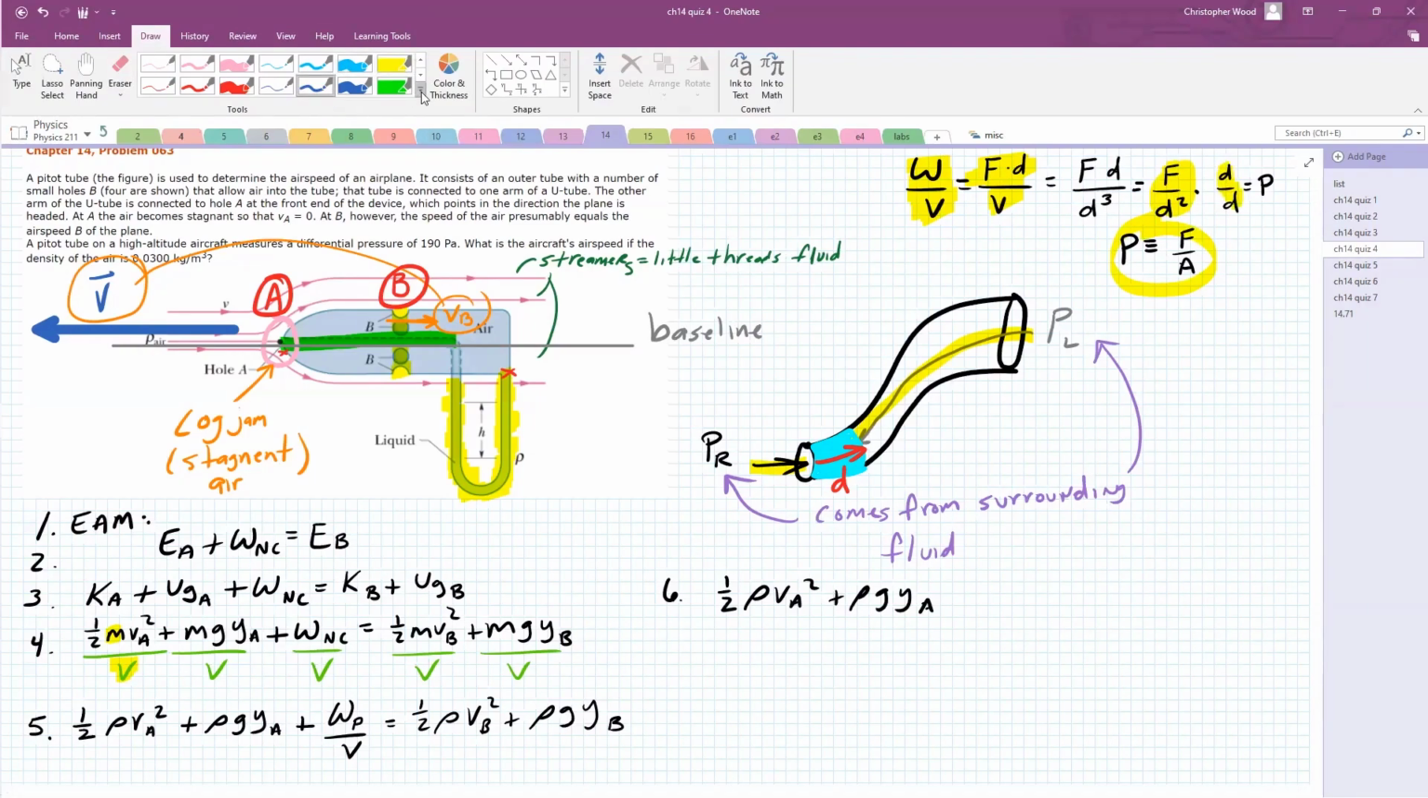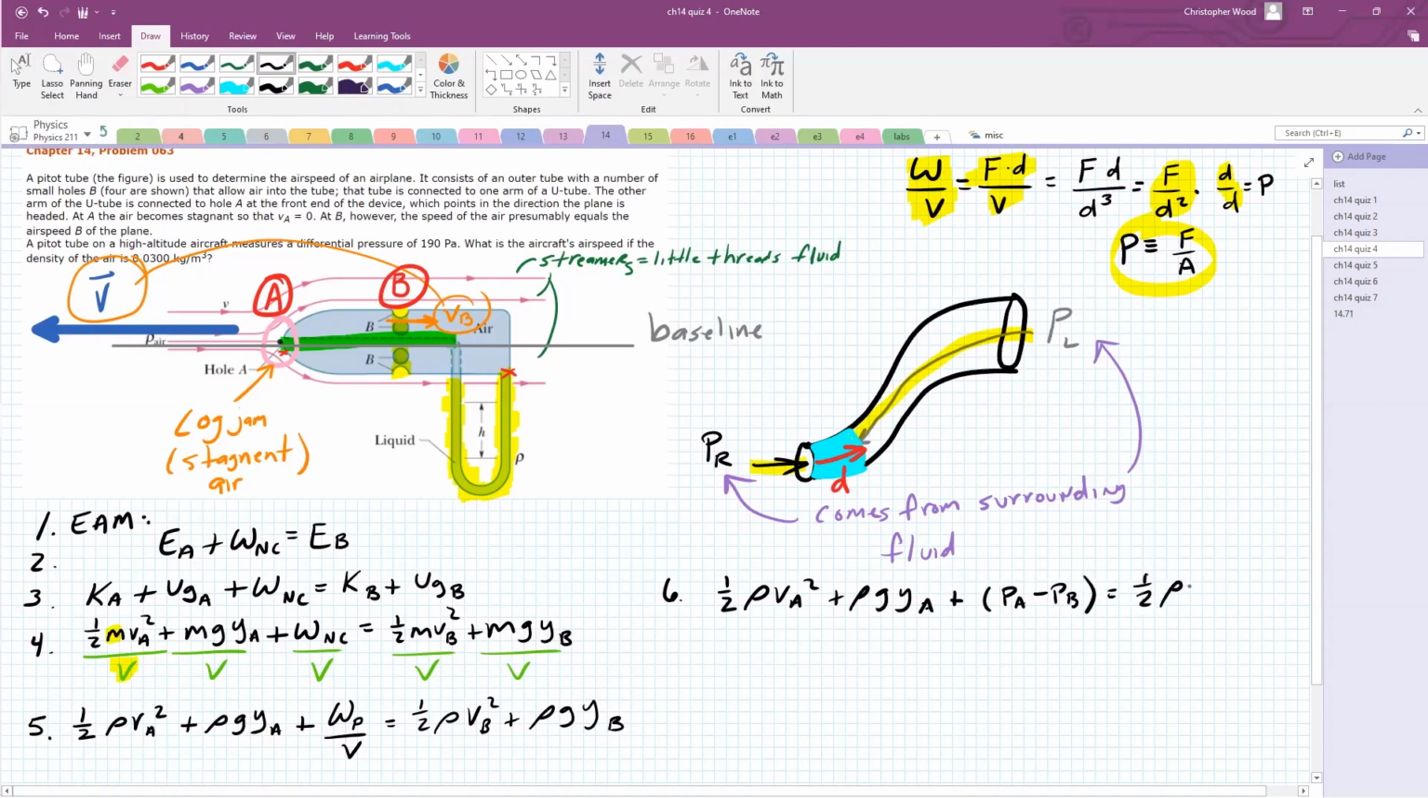So now I'm going to finish all of this setup and say, all right, this is going to be plus that work, and the work is just going to be the pressure at A minus the pressure at B equals 1/2 rho VB squared plus rho G YB. And the last form, and then we actually solve this problem. All right, here's the final form of the Bernoulli equation. Ready? PA plus 1/2 rho VA squared plus rho G YA equals PB plus 1/2 rho VB squared plus rho G YB.